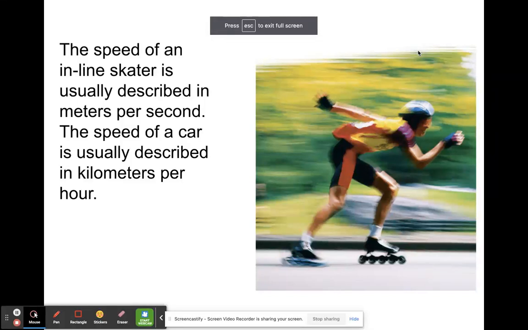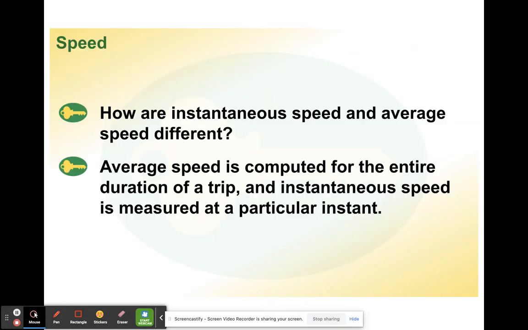Okay, so the speed of an inline skater is usually described in meters per second. The speed of a car is usually described in kilometers per hour. How are instantaneous speed and average speed different? Well, average speed is computed over the entire time or duration of a trip, whereas instantaneous speed is the speed that you're traveling at that instant in time, at that particular instant.